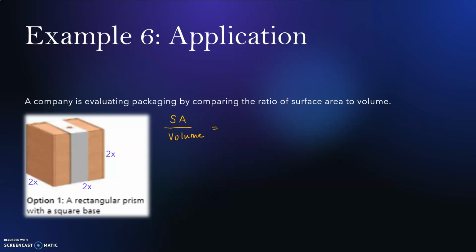The surface area of a prism is going to be the area of all 6 faces. Since all 6 of the faces have the same dimensions, that would be 2x times 2x, the surface area is going to be 6 times 2x squared. So 2x squared would be the area of one face, but there are 6 of them when we're looking at a cube. And then the volume is going to be the length times the width times the height.